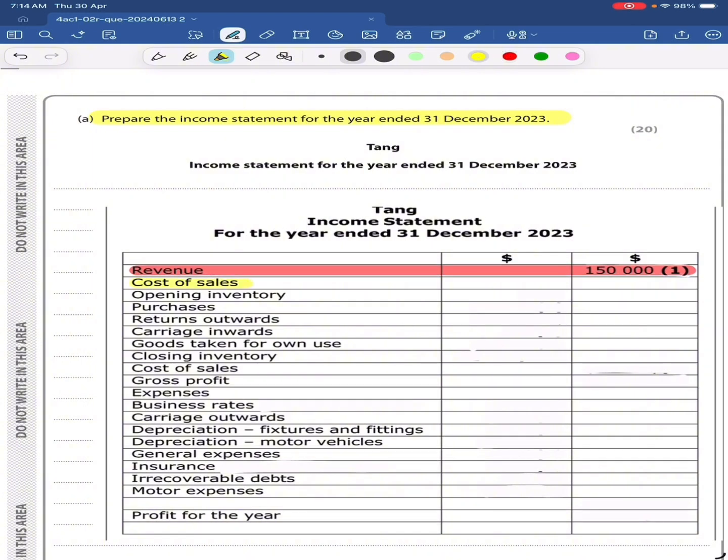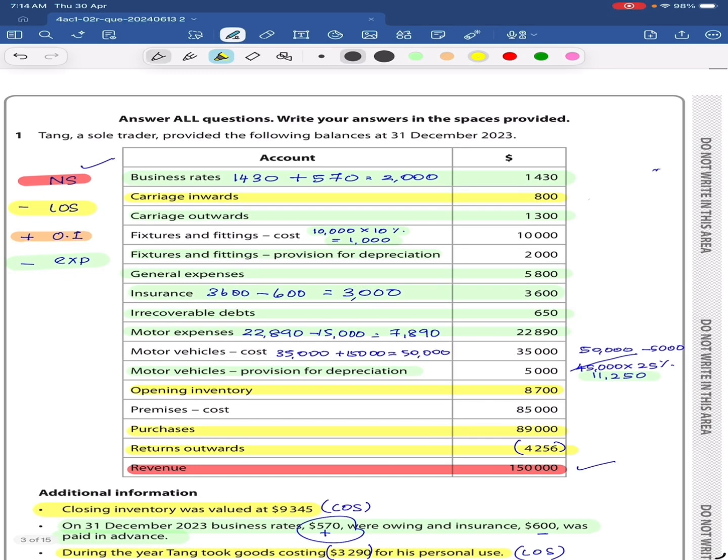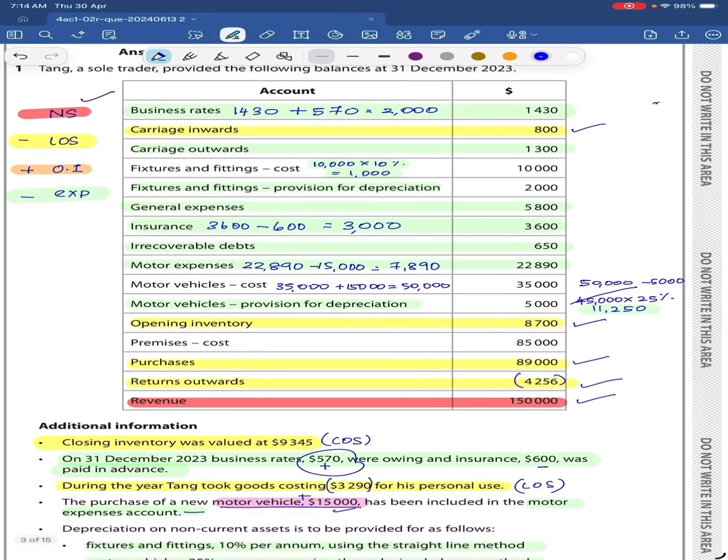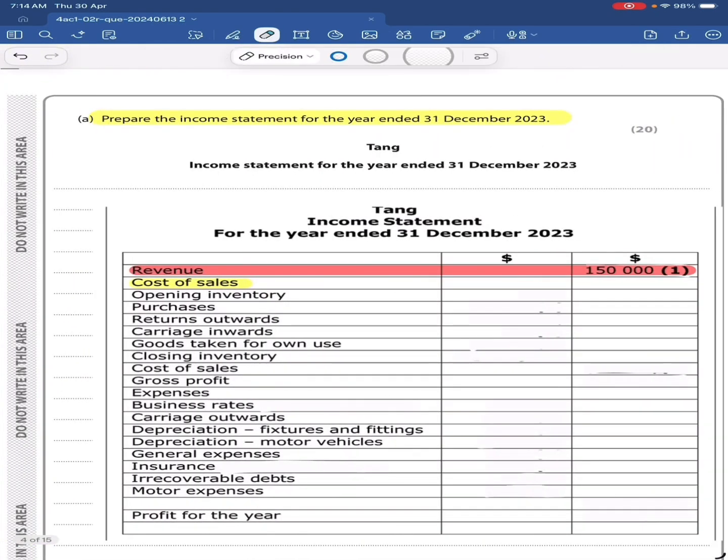Now cost of sales. So we have carriage inwards 800, opening inventory 8,700, purchases 89,000, return outwards 4,256, closing inventory 9,345, goods drawings 3,290. Now let's post this under the cost of sales section. So we had opening inventory 8,700, purchases 89,000, return outwards deduct 4,256, goods drawings we deduct 3,290, carriage inwards 800, deduct closing inventory.